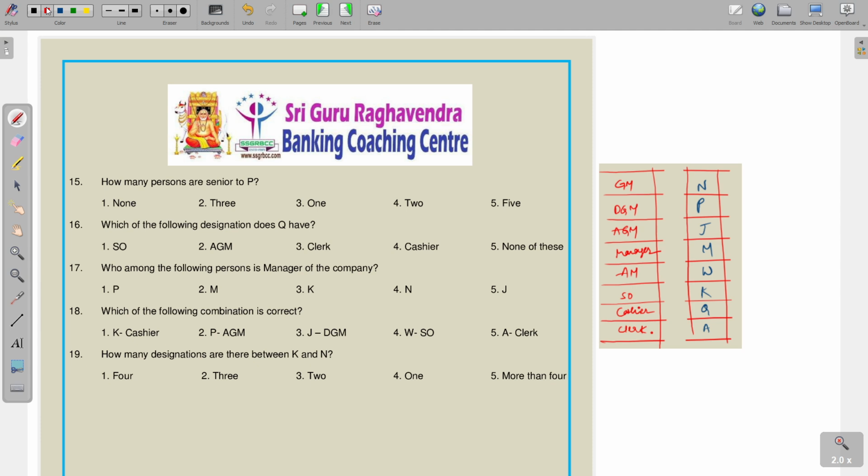See the first question, how many persons are senior to P? So there is one person. And next, which of the following designations does Q have? That is cashier. Who among the following is the manager of the company? Manager is M. Which of the following combinations is true? So K cashier is not correct, P AGM is not correct, J DGM is not correct, W SO is not correct, and A is the clerk. How many designations are there between K and N? So between K and N there are 4 designations.